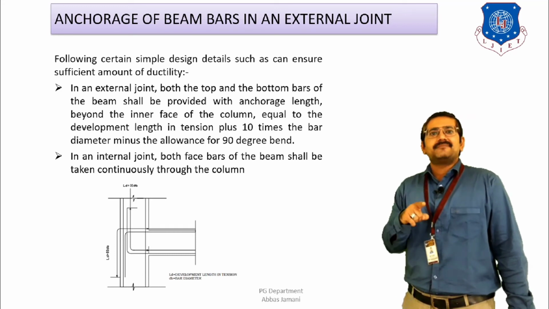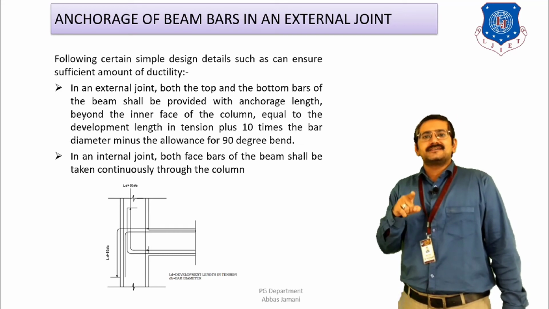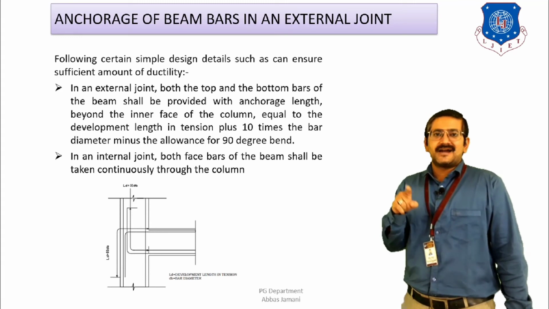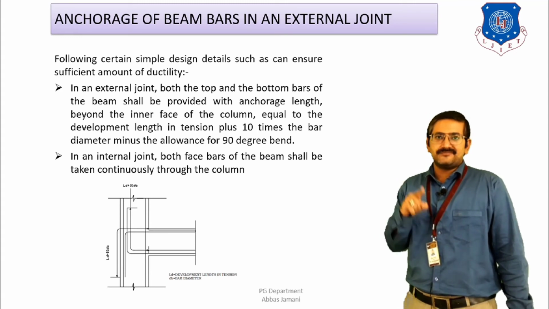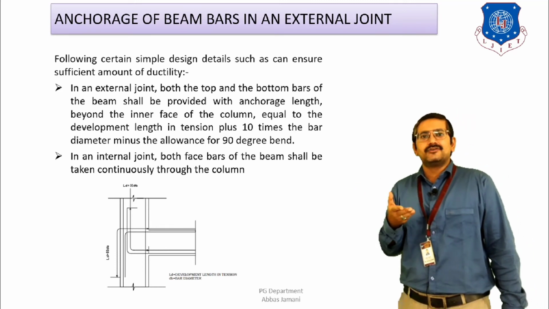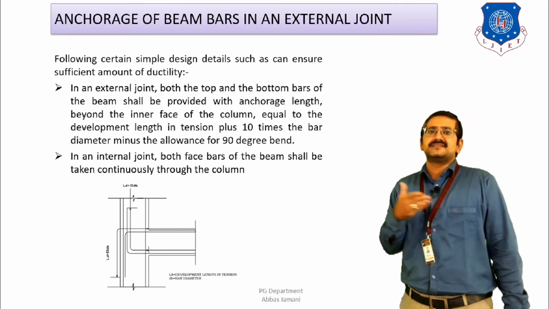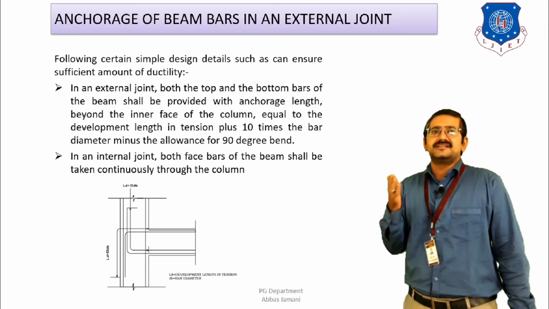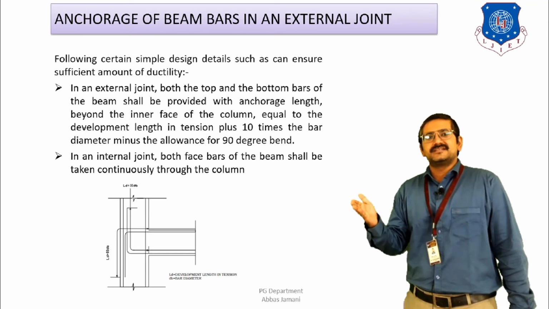So if I am having a bar diameter of, let us say, 16 mm, then 10 times bar diameter is 10 into 16, that is 160 mm, plus the development length. So if, let us say, I am getting the value of development length from IS 456 as 50D, then 50 into 16 is 800, 800 plus 160 is 960.